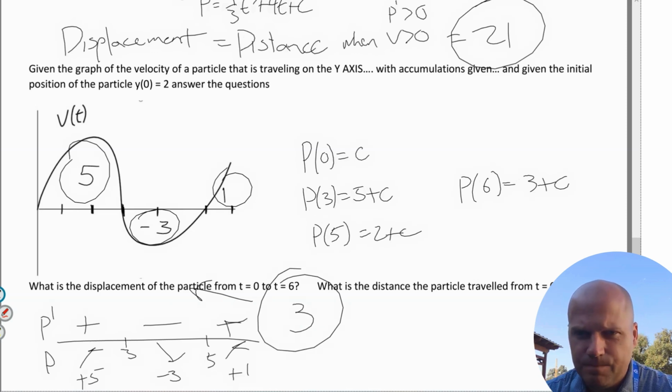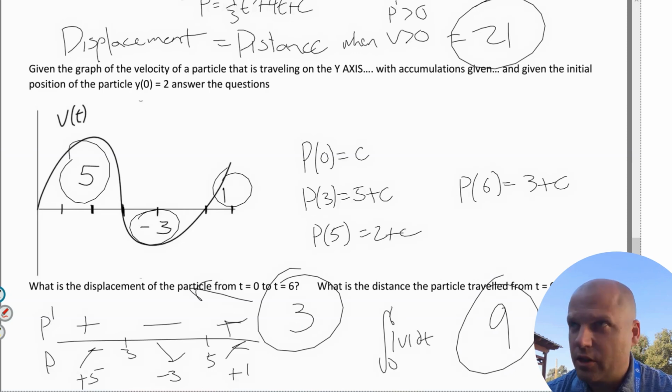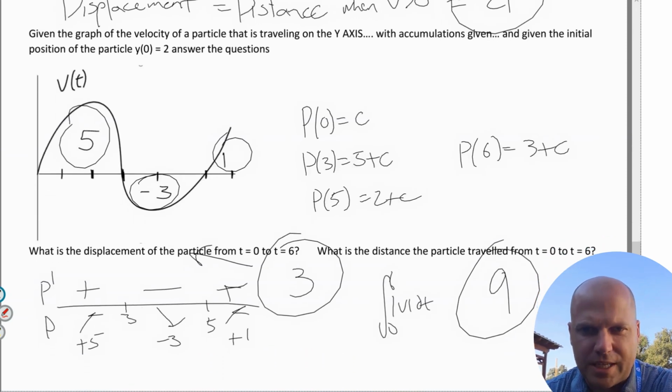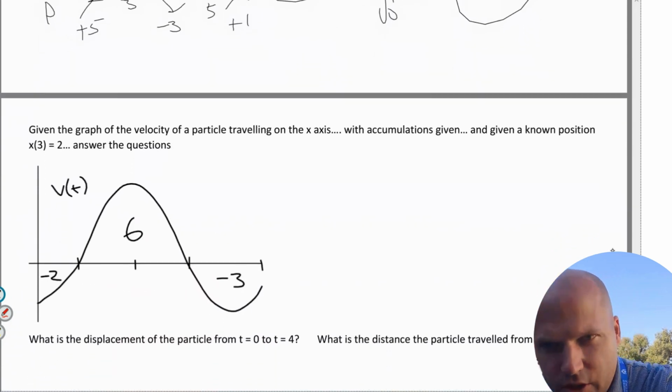What was the distance? 9. You can accumulate all those positive displacements. Accumulate your speed times time. Your positive meters per second times seconds.